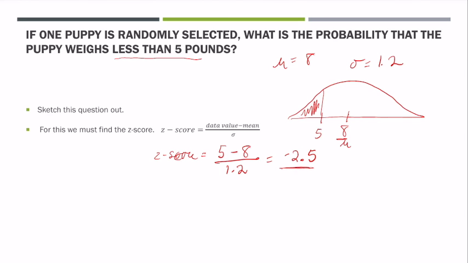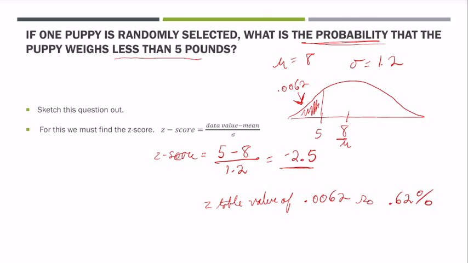So then I go to my z-table, and I'm going to go to the negative side. I'm going to go to negative 2.5, and I will find a z-table value of 0.0062. So the area in this tail over here is 0.0062. Now I need to convert this to a percentage for the probability, okay? So that's a probability of 0.62%.